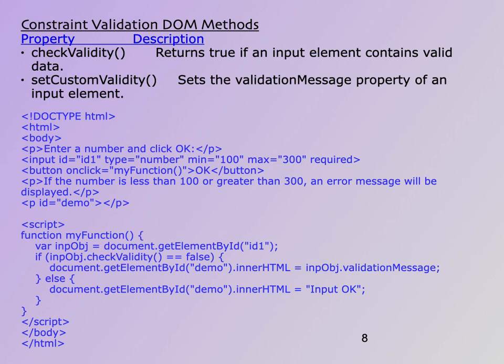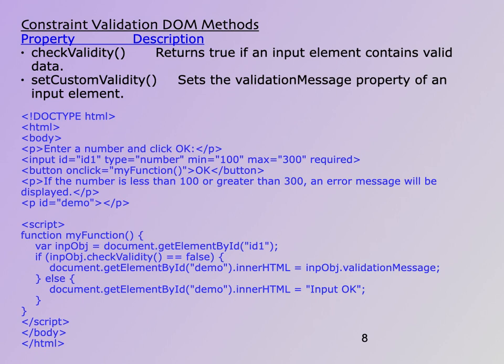And after that, a button is specified with onclick. A JavaScript function, myFunction, is invoked, and the label of that button is OK. Followed by that button tag, a paragraph tag is there. If the number is less than 100 or greater than 300, an error message will be displayed in a particular paragraph tag with the id demo, using getElementById, and in the innerHTML property we will display the message.